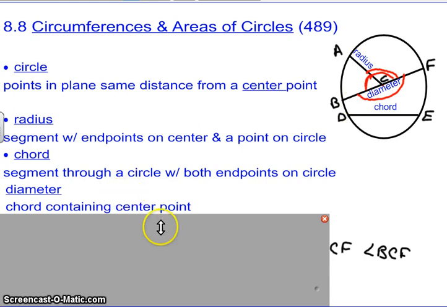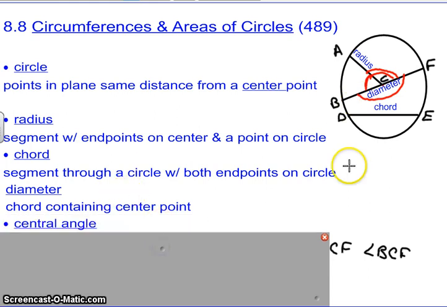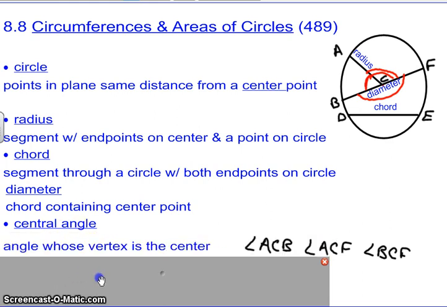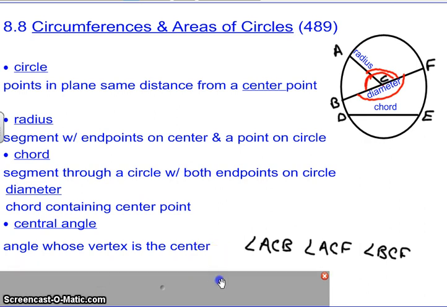There's a new term for 7th grade, and that is central angle. So that's a nice pair of words, central angle. What do you suppose it could mean? An angle in the center, right? So it must have a vertex on what special point? The center point. Good. Okay. So an angle whose vertex is the center.